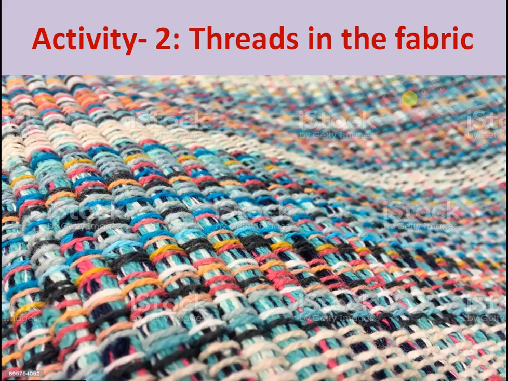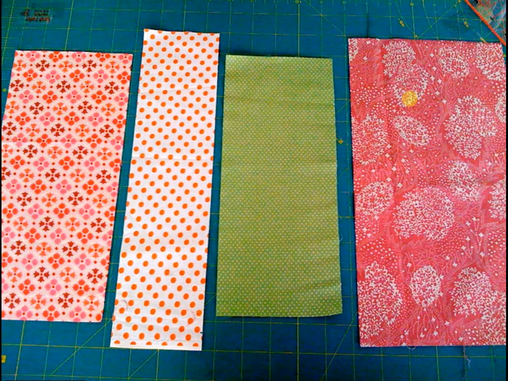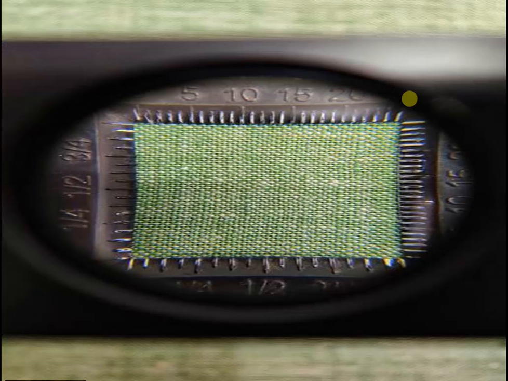Activity 2, threads in the fabric. Take a piece of fabric. With the help of a magnifying lens, observe how the fabric is. Pull out threads one by one from the fabric. Observe these threads. What did you observe?